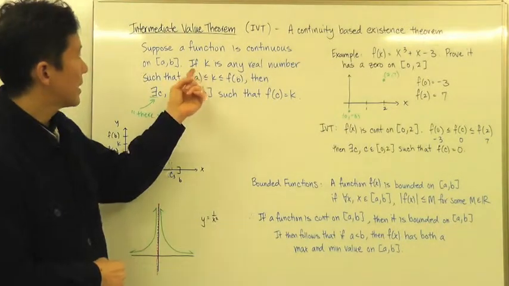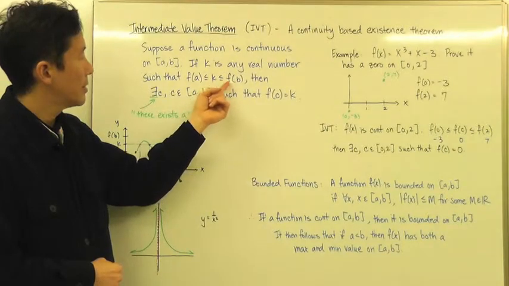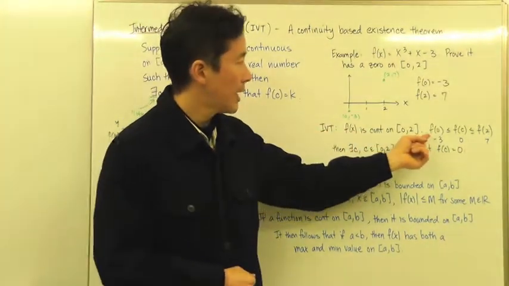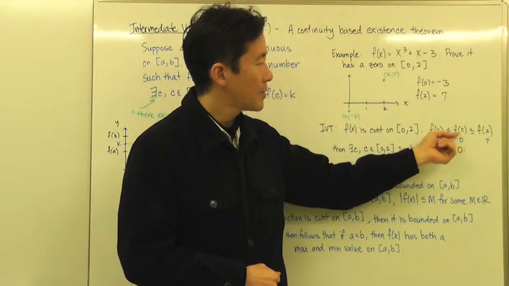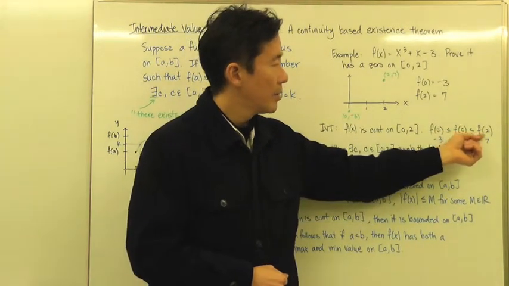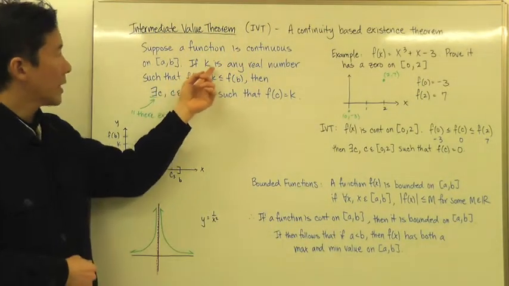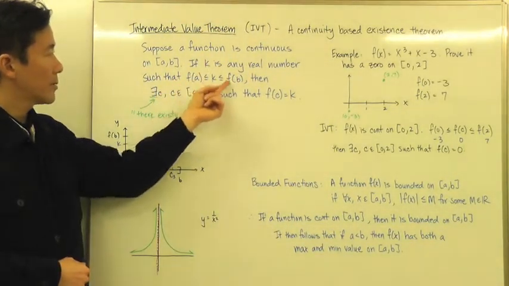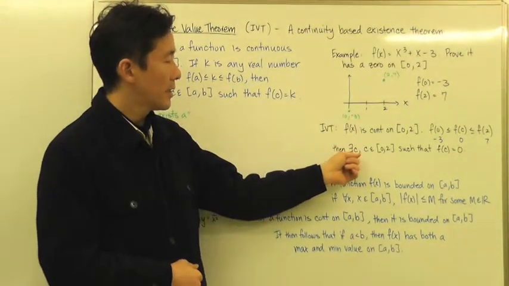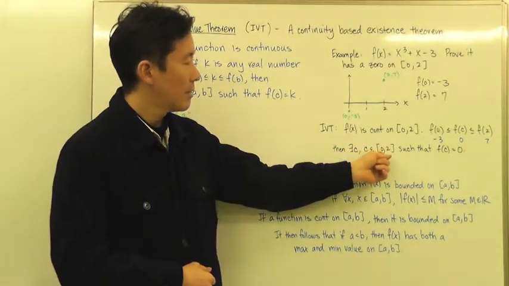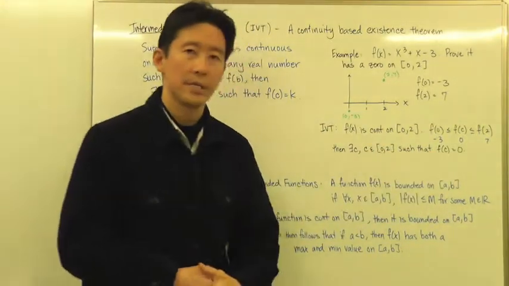In addition to that, it says if k is any real number such that f of a is less than k is less than or equal to f of b, of course, I have f of 0 being equal to negative 3. I want to have f of c being equal to 0, and we know that f of 2 is going to be equal to 7. So we know that k is going to be a real number that is between there. Therefore, what we know is that there exists a c on the closed interval from 0 to 2, such that f of c is equal to 0.